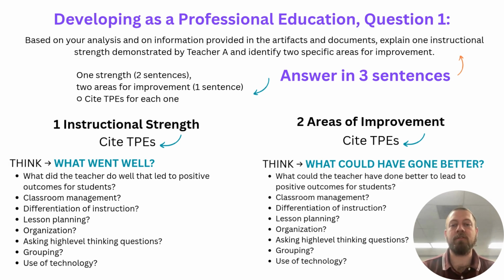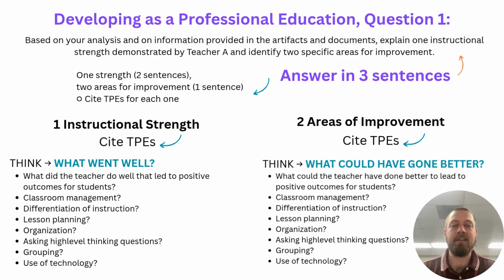For your one instructional strength, you're going to look through the TPEs, which is typically a document included in the documents section, and you're going to think about what went well for the teacher. What did they do to lead to positive outcomes for the students? Was it their classroom management? Was it differentiation, lesson planning, organization? Were they asking high-level thinking questions? Did they use grouping strategies? Did they use technology? You're going to think about a specific strength that reflects one of the TPEs.